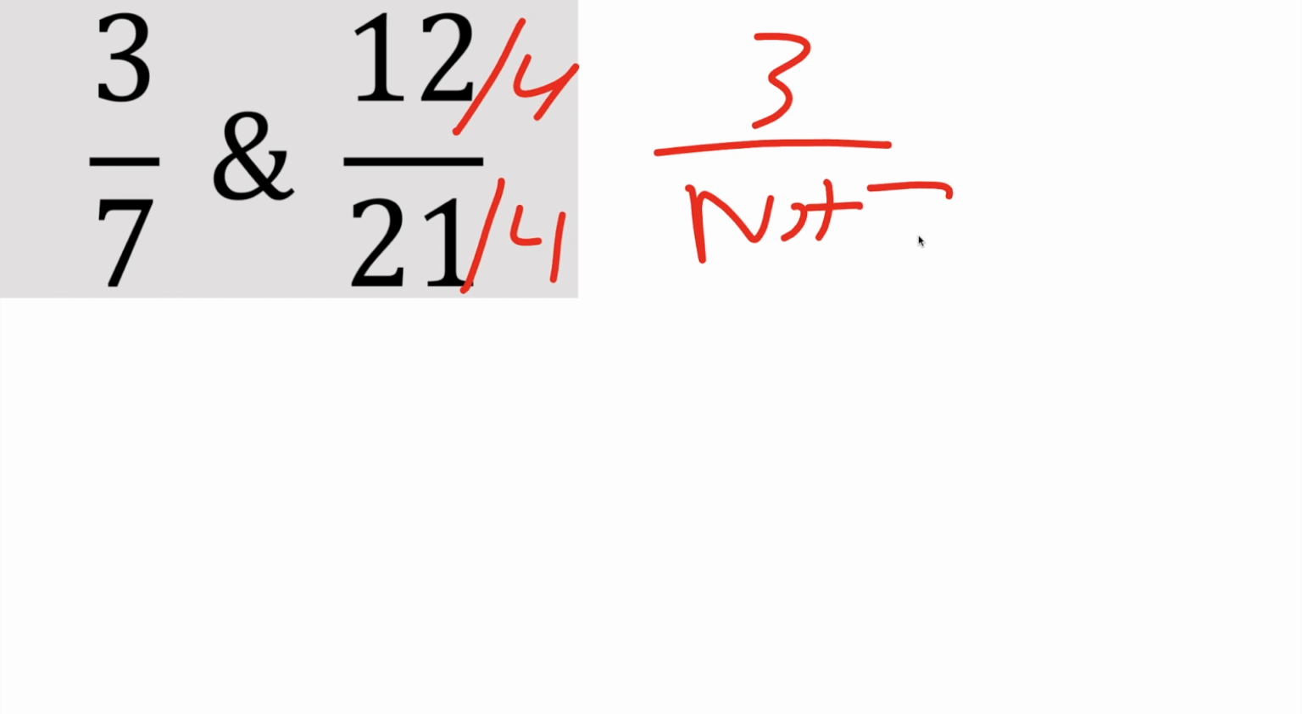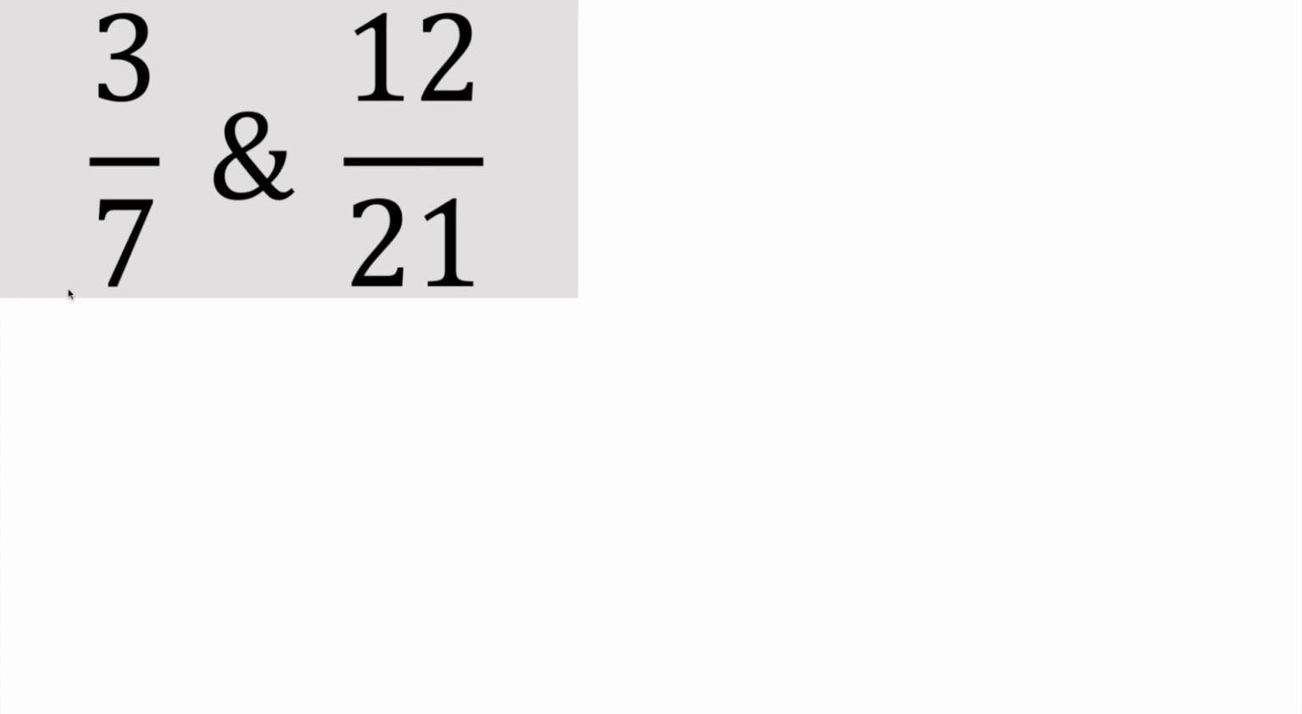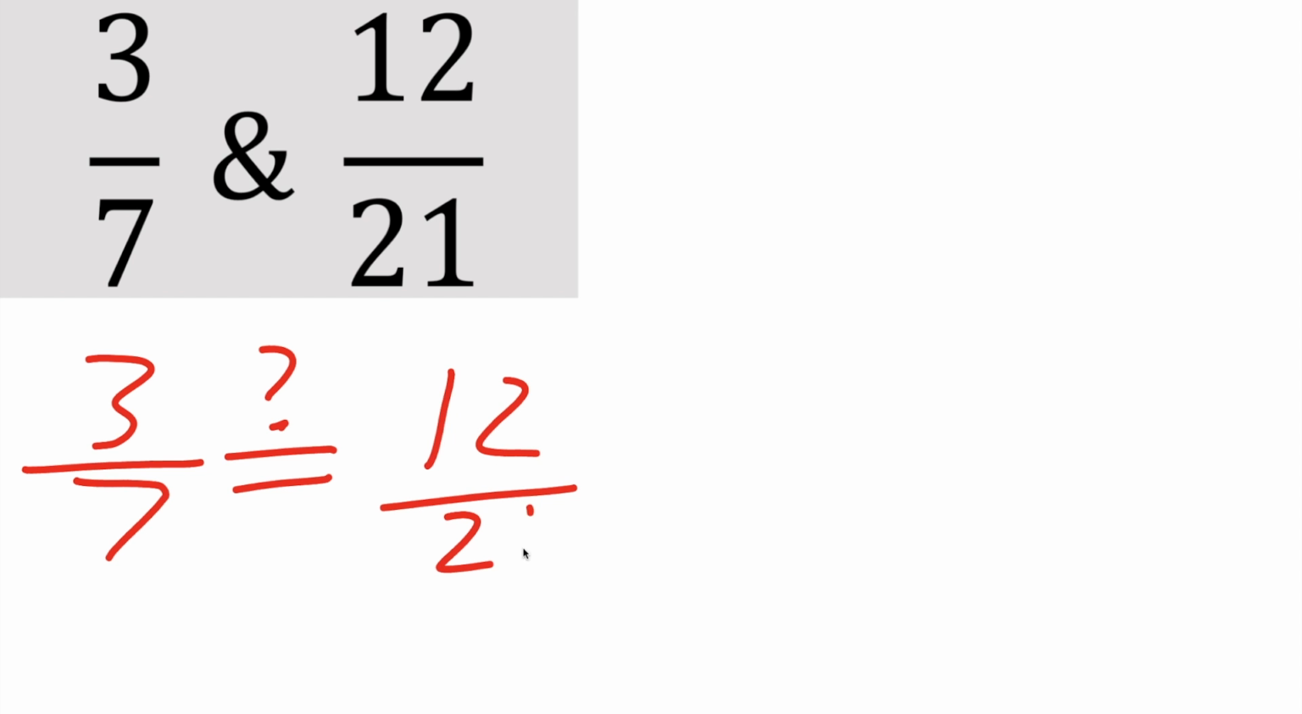It doesn't really matter. That's all we need to say that it's not going to be equivalent, because the top is the same, but the bottom is not the same. Therefore, it's not going to be equivalent. So we can write not equivalent. That's one method of doing it, but then we'll also do the cross product method. Same procedure. We write 3 divided by 7 is equal to, with a question mark, we don't know if it's true, 12 divided by 21.